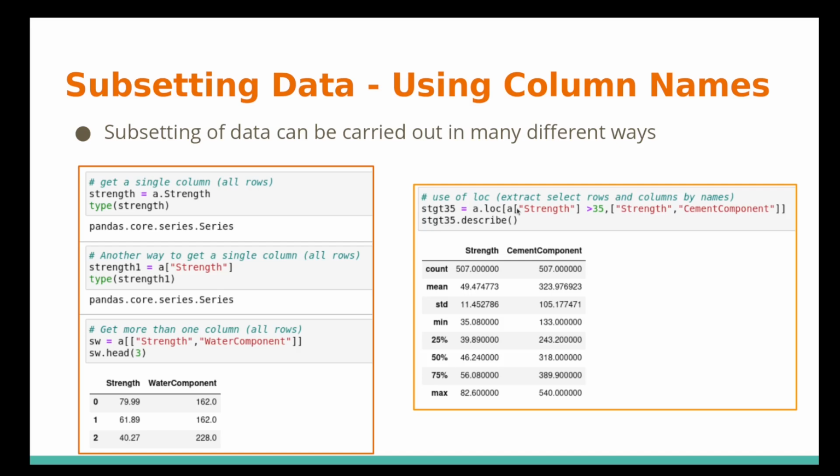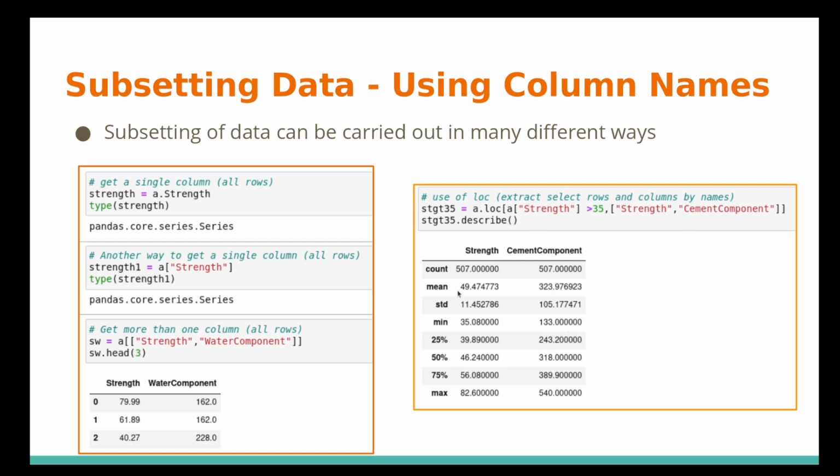I want a of strength greater than 35. So I want all rows where the strength is greater than 35. And I want two columns. One is the column named strength, and the other one is called the cement component. So if I do a.loc, I put a strength greater than 35, and here are the two columns that I want. So this is the criteria by which I filter the rows, and these are the columns that I want from that filtered data set.